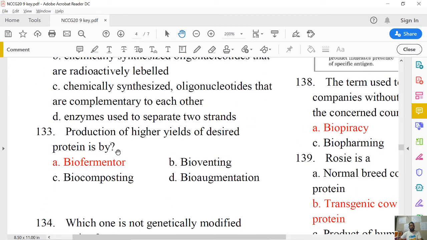The production of higher yields of desired protein is by, so in the fermenter, we are able to generate a larger amount of product. So biofermenter is the one, or simply fermenter. Whereas for the other terms, what is biocomposting? So here it is composting by using any microbes. In the case of bioventing, we increase the oxygen content in a soil where the bioremediation is taking place.